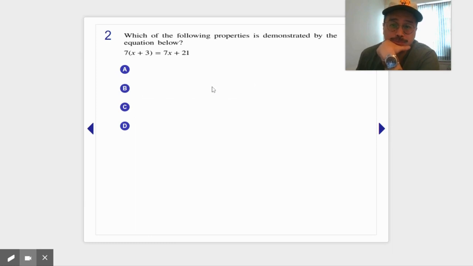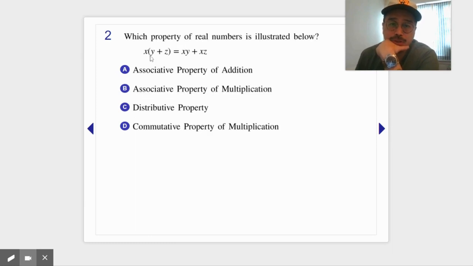Okay. All right. So now here is the same thing as the last one with nothing but letters. So what about this one? Yeah, still distributive. Here's why. X times y is xy, x times z is xz. So this is still distributive property.